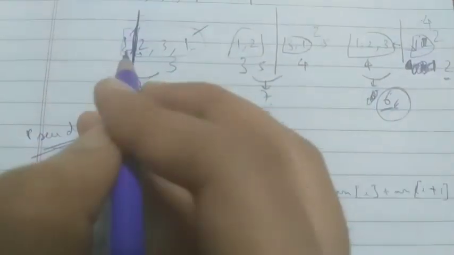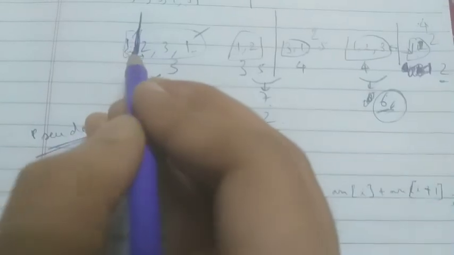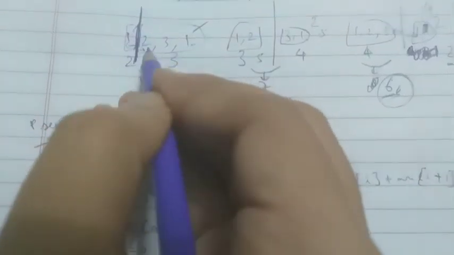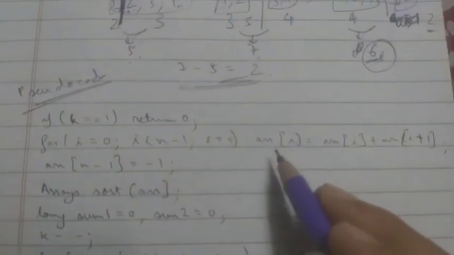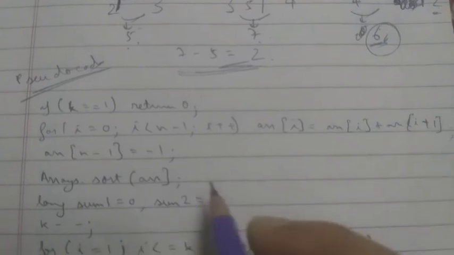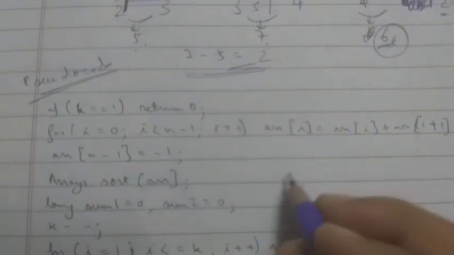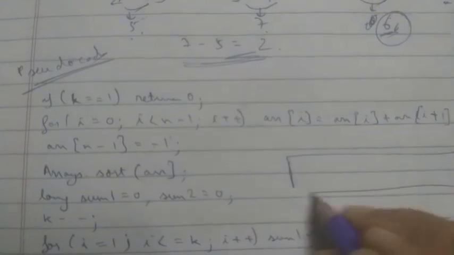So what we have to do is find all the values of AR of I and AR of I plus 1. That is, we are modifying this array as AR of I equals AR of I plus AR of I plus 1, and the last element we are making minus 1, and then we are sorting this array.